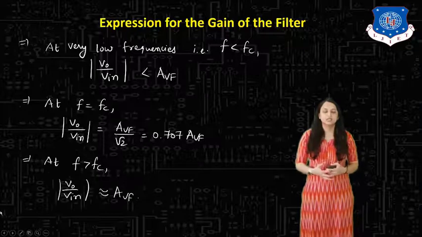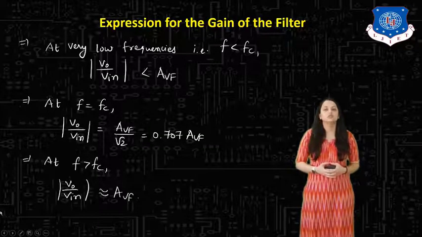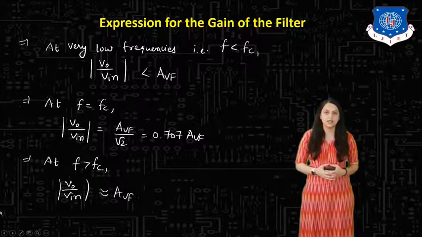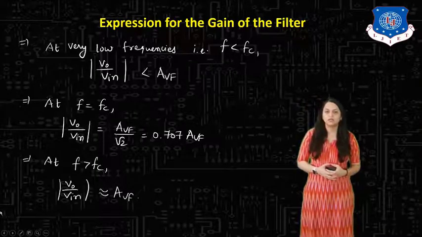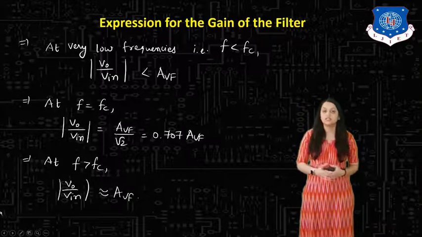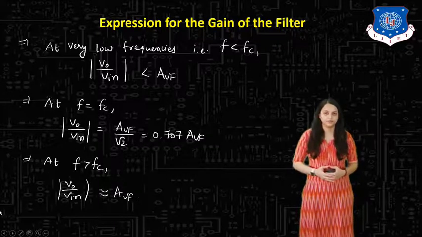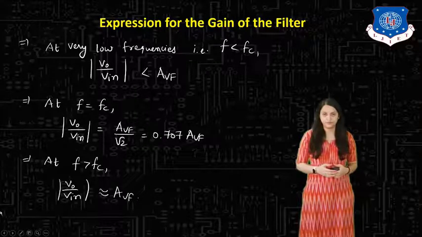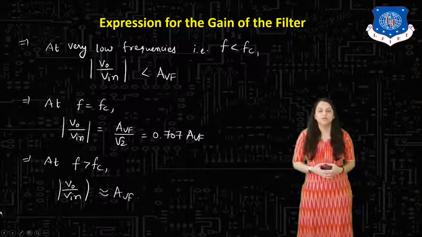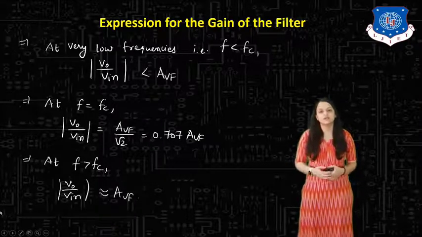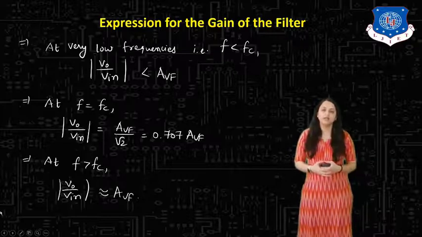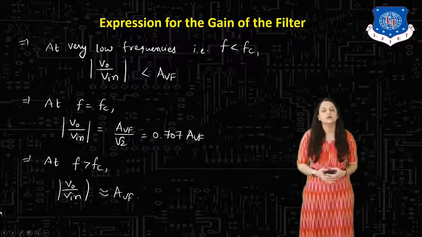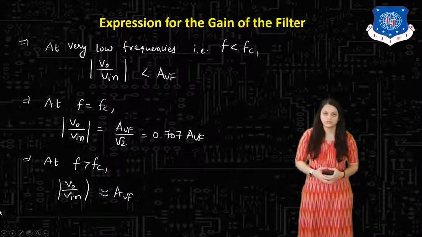Now again, let us consider the 3 cases for this high pass filter. First case, at very low frequencies, that means when the frequency is less than cutoff frequency Fc, the output gain will be less than AVF. So this is the reverse of that of the low pass filter. At the frequency exactly equal to cutoff frequency, that means at F equals Fc, the gain will be AVF by under root 2, that is equal to 0.707 AVF. And at very high frequencies, that means at F greater than Fc, we will have VO by Vin almost equal to AVF, that is constant.